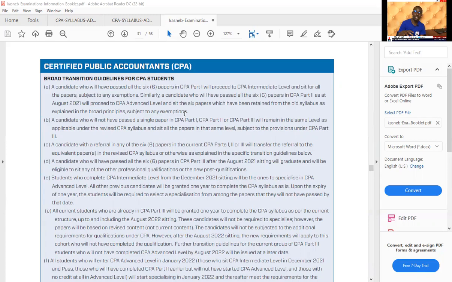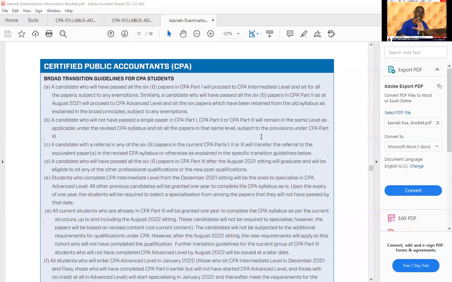So these students, you are going to sit for your exams under the new syllabus, yes, with the subjects that have been retained, yes, but with new content. That is what you should understand. Now, talk about part B. A candidate who will not have passed a single paper in CPA 1, CPA 2, or CPA 3 will remain at the same level as applicable under the revised CPA syllabus and sit all the papers in the same level, subject to the provisions under CPA part 3, where I'll be talking about CPA part 3.